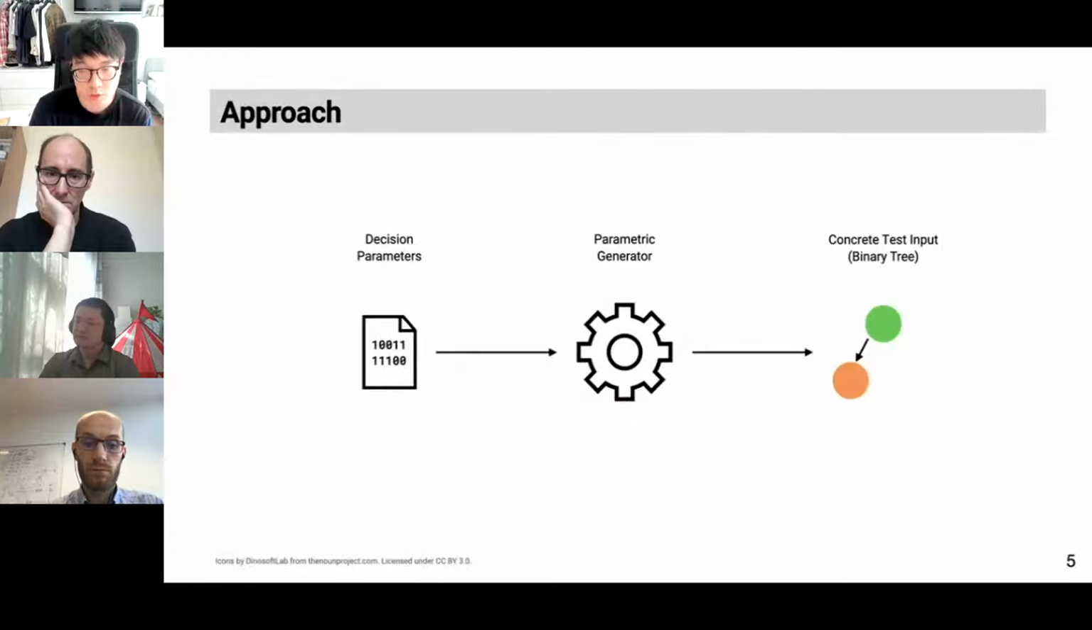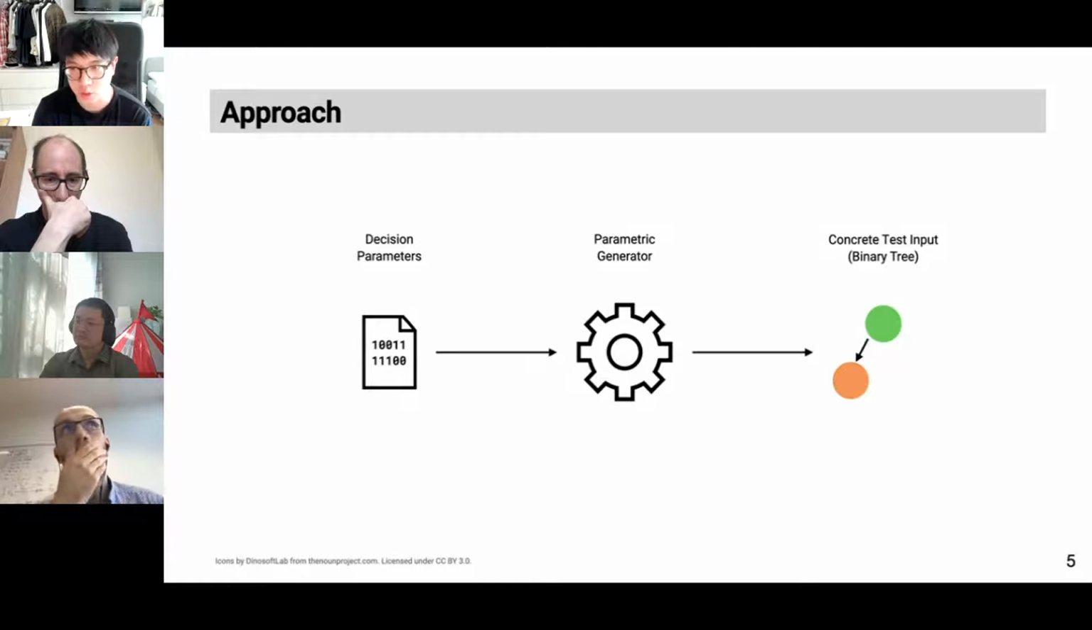Our approach, BD-Fuzz, addresses this problem by leveraging a particular way to produce test inputs, that is, using imperative generators, which depend on a sequence of decision parameters to produce structured test inputs, which could be binary trees, as in this example, but it could also be structured XML files or JavaScript programs.